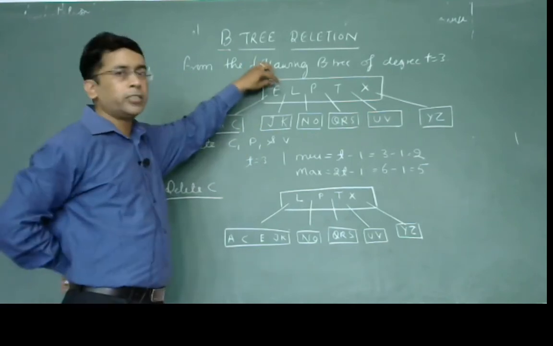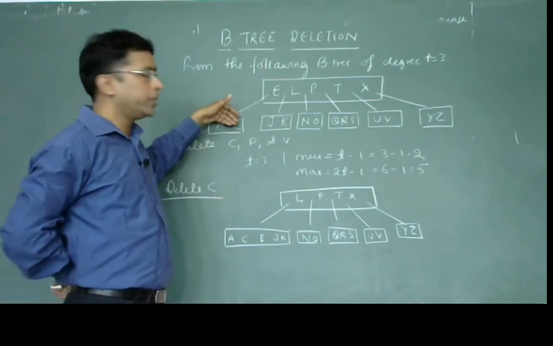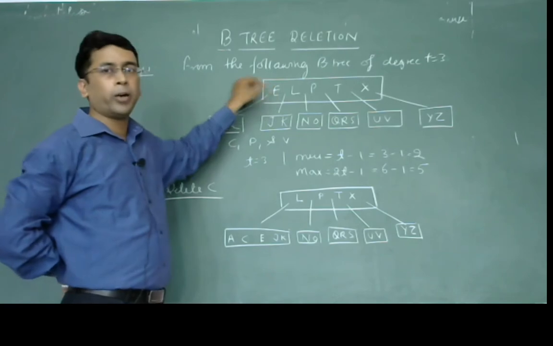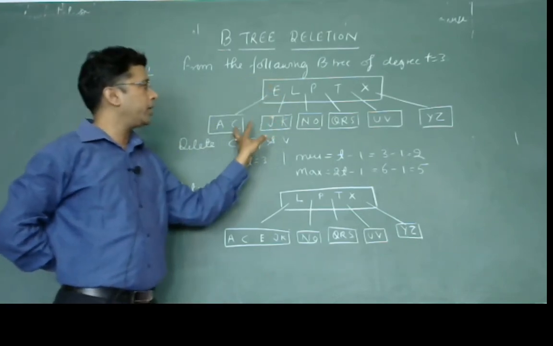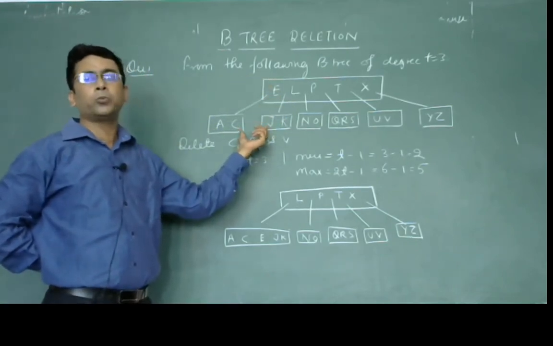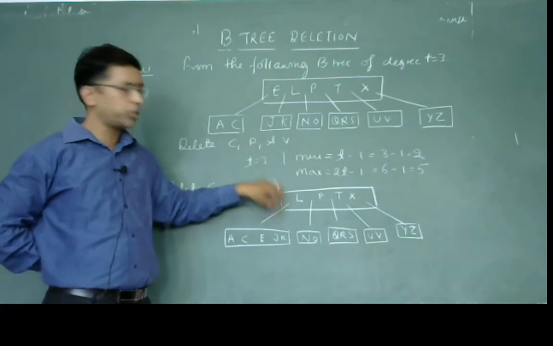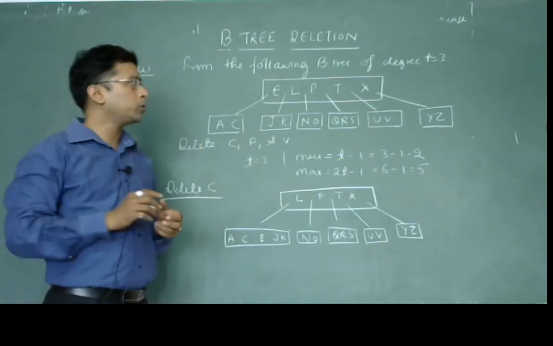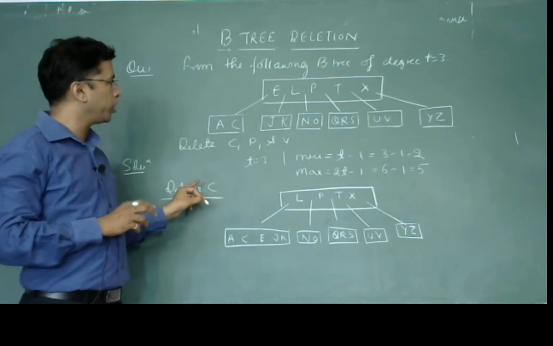right? As E was borrowed in this node, and along with E, the pointer got eliminated, and because of that the discrimination between these two nodes got eliminated and they merged together. So the next element that we are going to delete is P.